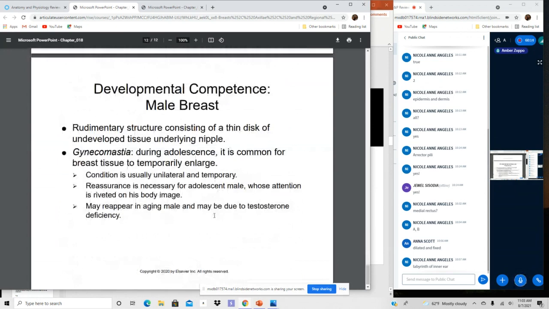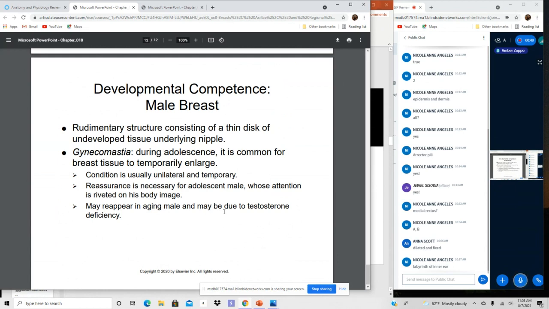The male breast is a rudimentary structure consisting of a thin disc of undeveloped tissue underlying the nipple. Gynecomastia may occur in the male breast, which is breast enlargement in the male patient. It may occur during adolescence, and it is common during adolescence for the breast tissue to temporarily enlarge. It's usually unilateral and temporary, and reassurance is necessary for the adolescent male who may be focusing on body image.